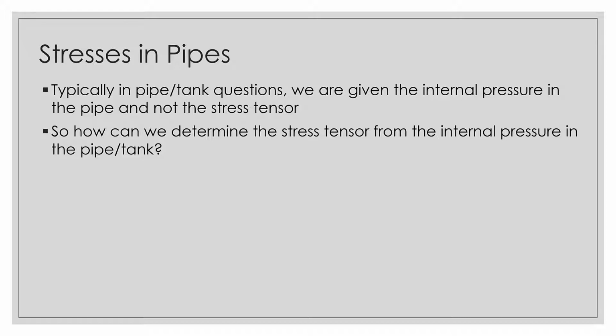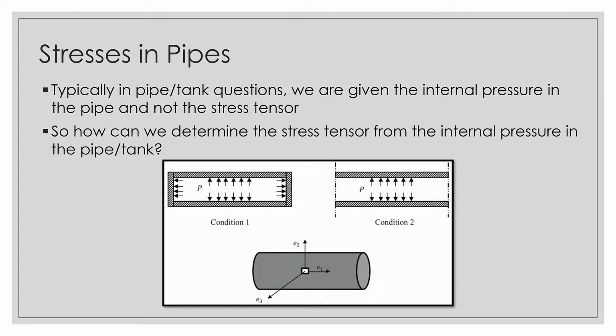When we're dealing with these pipe or tank questions, we're going to examine two conditions. Condition number one, on the left here, has capped ends. This is the case of a tank. Think of a propane tank, something like that, where it has those capped ends. This is important because the pressure going laterally will cause it to expand in that E1 direction. That's going to be the key here for condition one. And it's actually the easier of the two conditions, even though it looks a little bit more difficult.